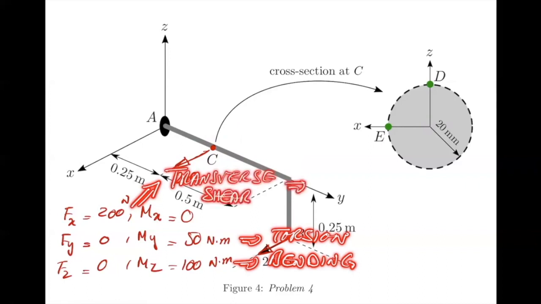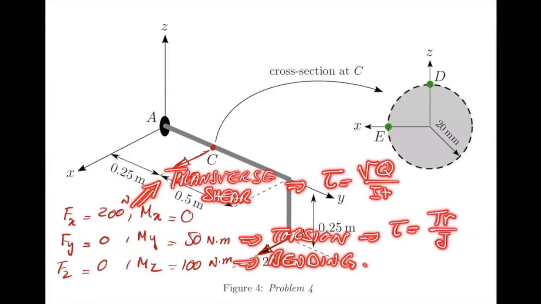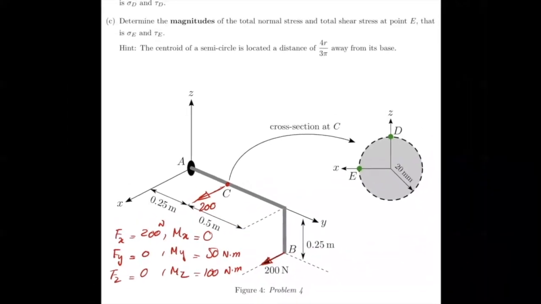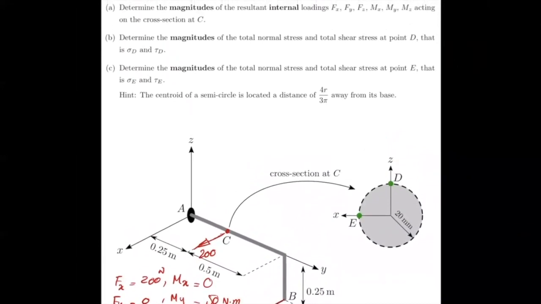So the formulas you would need are tau equals VQ over It. For torsion, tau would be Tr over J. For bending, sigma would be My over I, and then again, maybe you need a minus sign. You should pay attention to the sign. That's it. So basically, that's how you're going to solve this problem. You split this problem into these three types of problems.